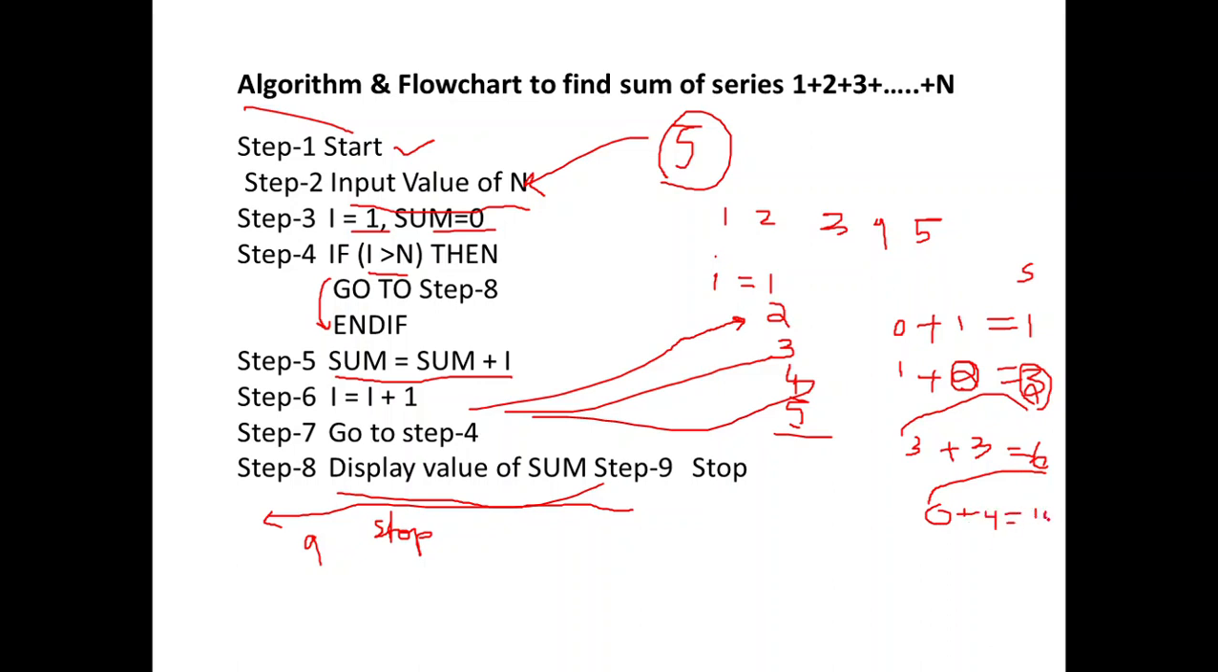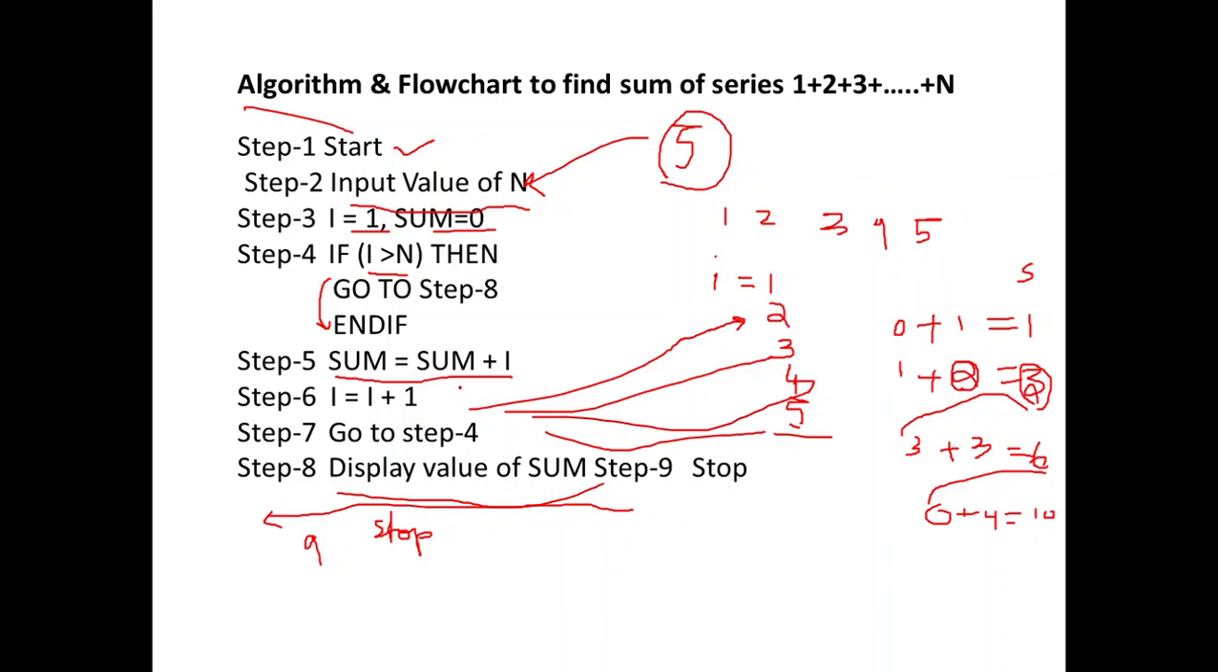Now what happens? I becomes 5, right? Is 5 greater than n, that is, is 5 greater than 5? Already we have set the n value as 5, we are taking it as an example, okay? So is 5 greater than 5? The condition is false, right? 5 is not greater than 5, it is equal. So this condition is not met, and we will execute the same step.